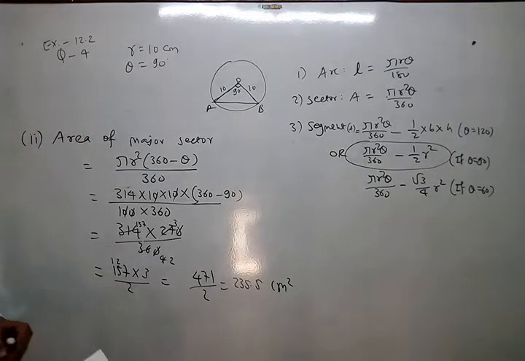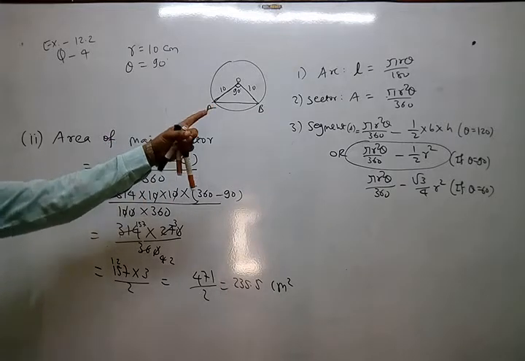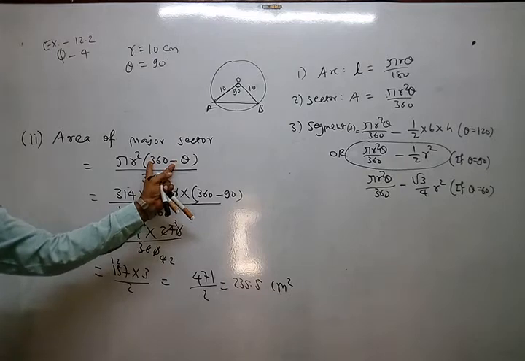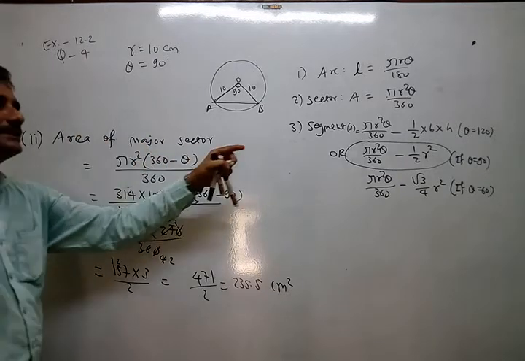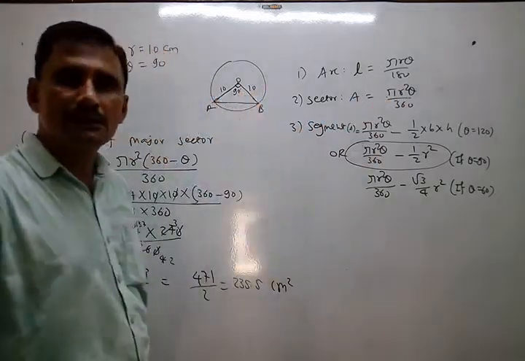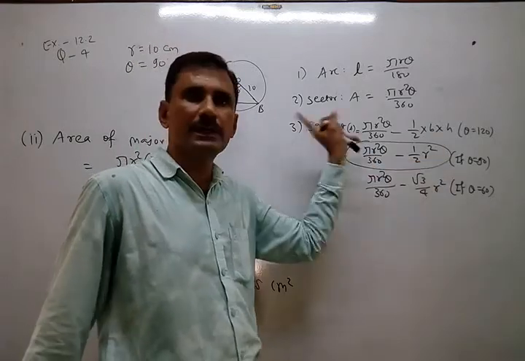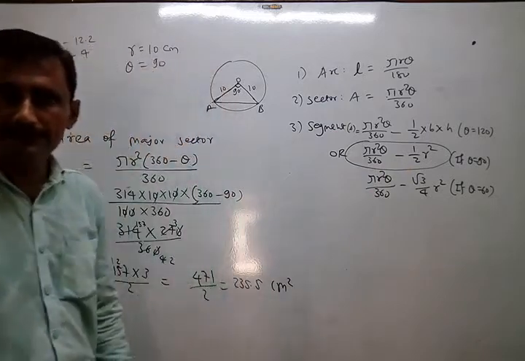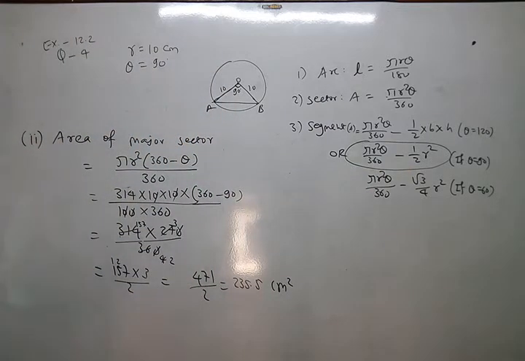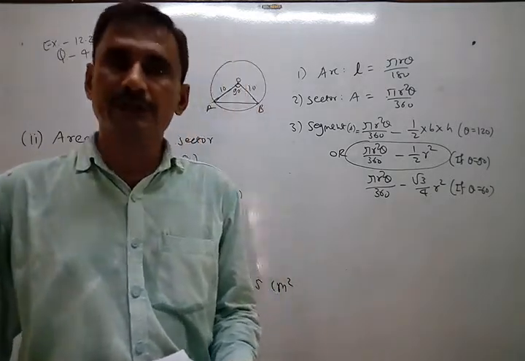So understand both. Now for the area of major sector, we use the sector formula, but here the reflex angle is used. Why? Because the major sector is there. If the minor sector was there, then we could use theta 90 directly. In the earlier sub question we used this one because theta equal to 90 was given. So just understand the calculations, and you have to choose the appropriate formula and understand first of all what is given.